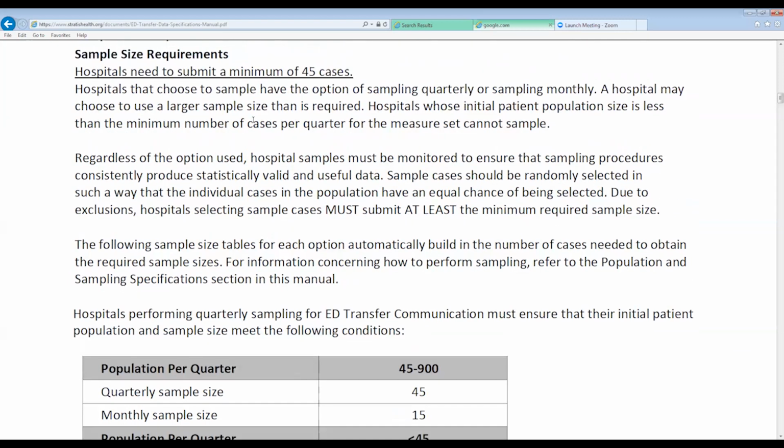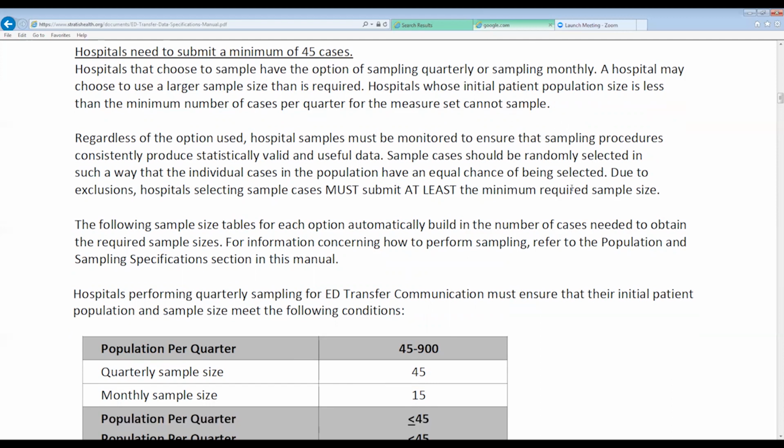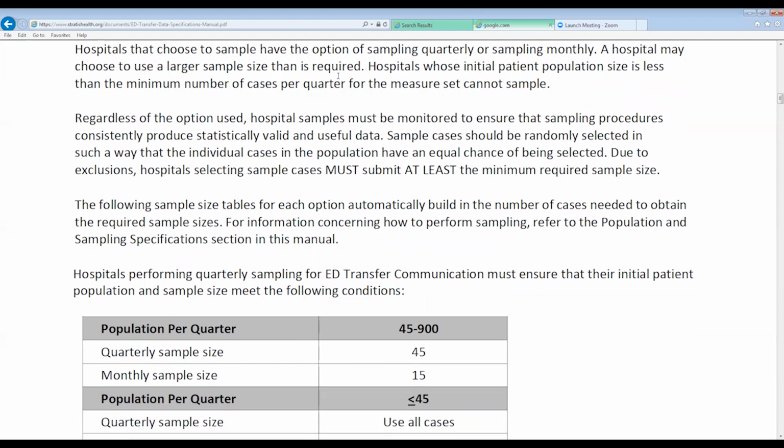So again, minimum of 45, but if you have more than that, you can do as many as you want. I've got some people in Minnesota who do them all. Some people have decided, oh, I'm gonna do like 60, I'll do 20, however you want, but the minimum is 45.